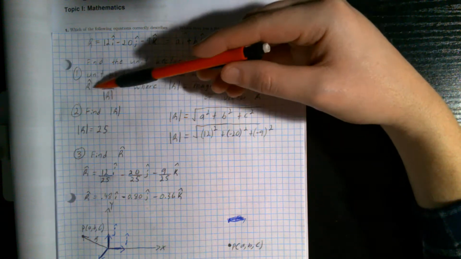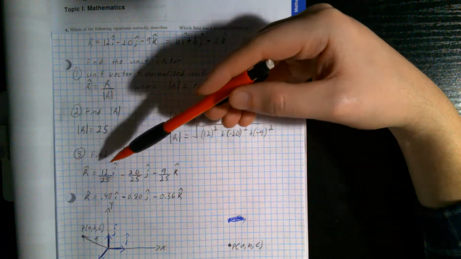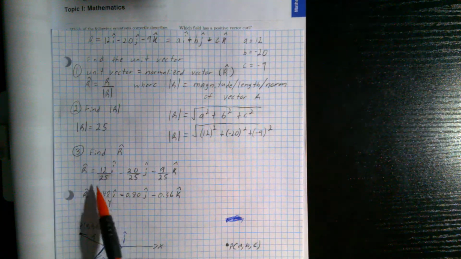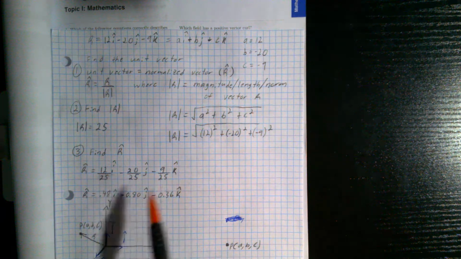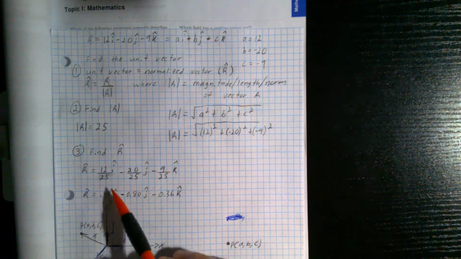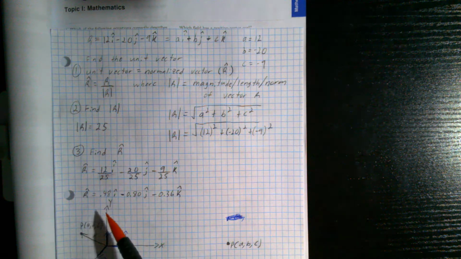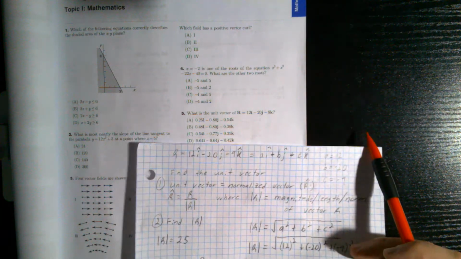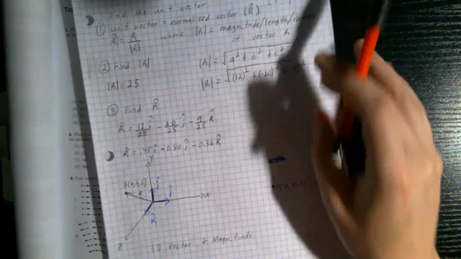So then finding our hat here, aka the unit vector, you just divide each term by the magnitude. Then you turn your fractions into decimals to get the decimal value to match with the answers represented here. And as you can see, the value is found to be b.